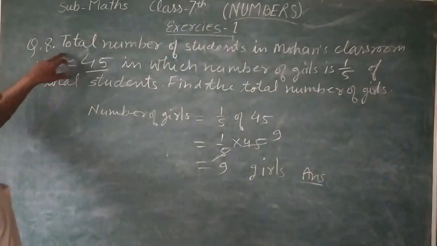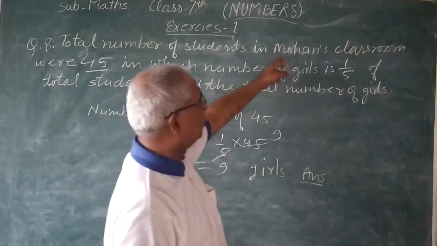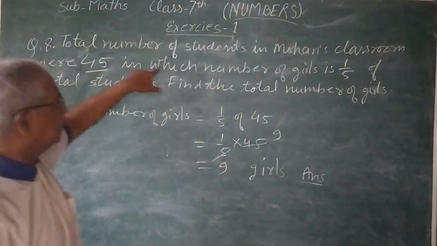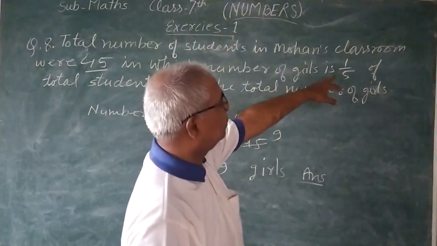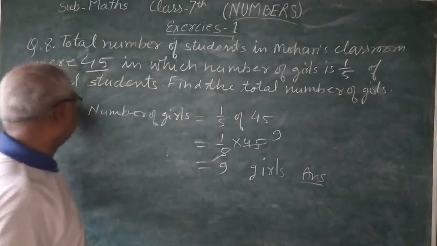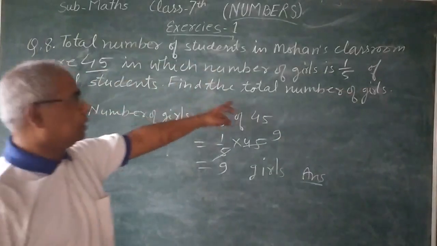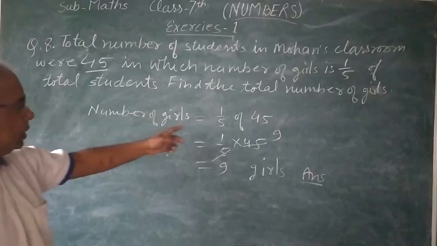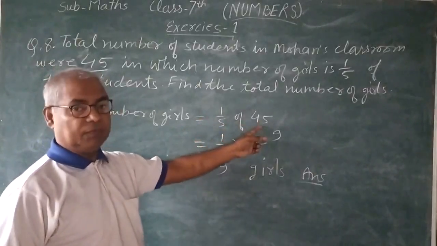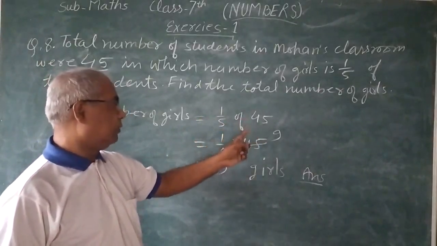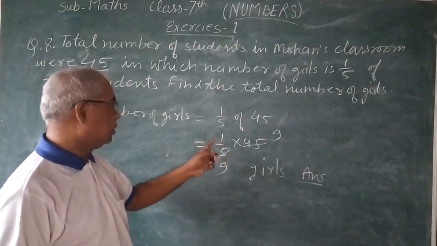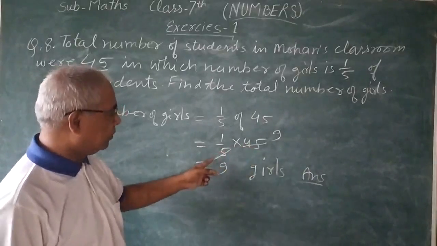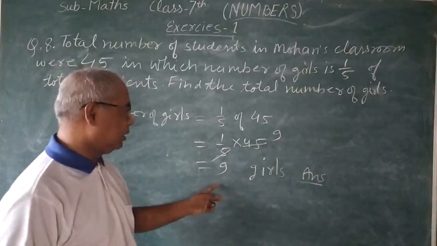Question number 8. Total number of students in Mohan's classroom was 45, in which the number of girls is 1/5 of the total number of students. Find the total number of girls. Number of girls is equal to 1/5 of 45. Of is converted into, so 1/5 into 45. 45 cancels with 5, we get 9. So 9 girls.